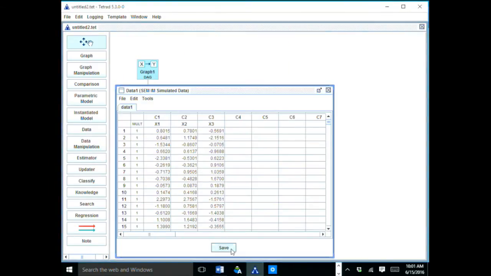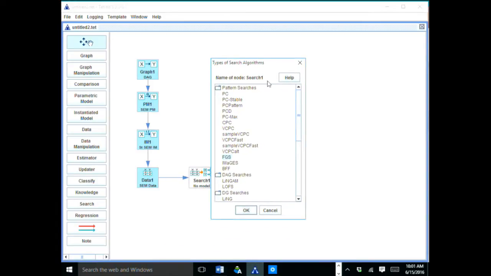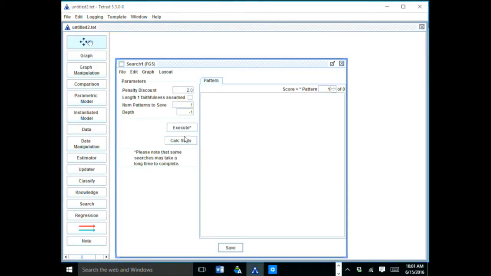Now, when I do the search, let's first do a pattern search to see what happens. If I do a PC search, or let's do an FGS search, I just get the complete graph. Even if I put them in the positions that they were in, roughly, I get that.